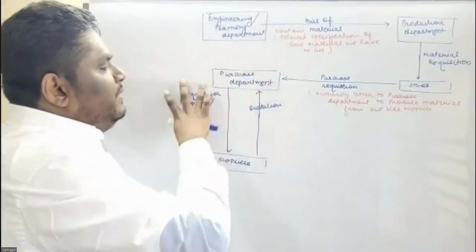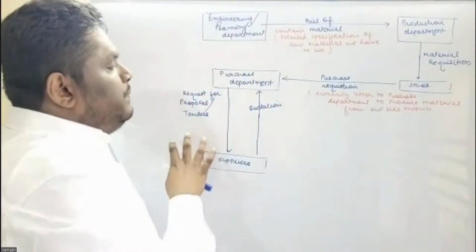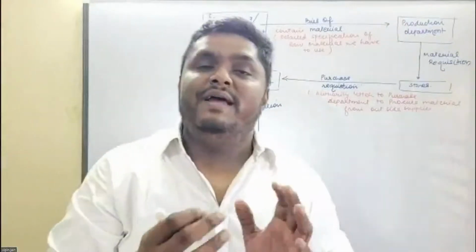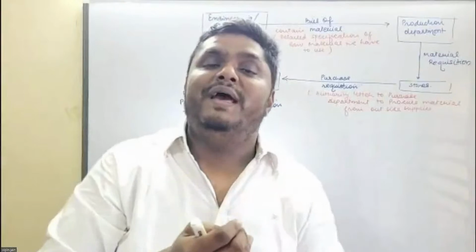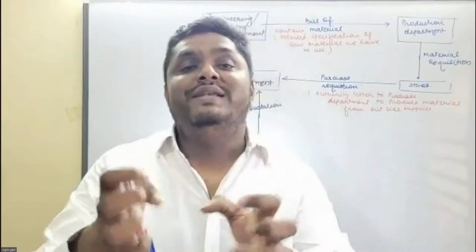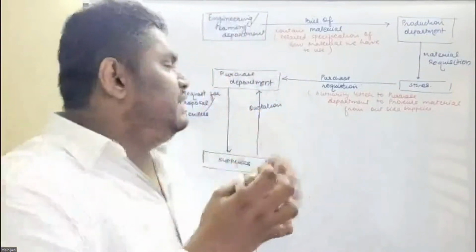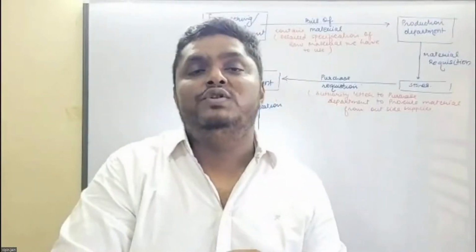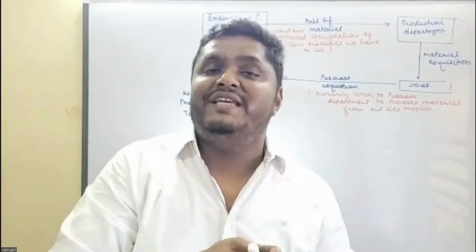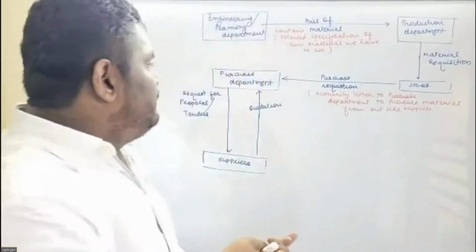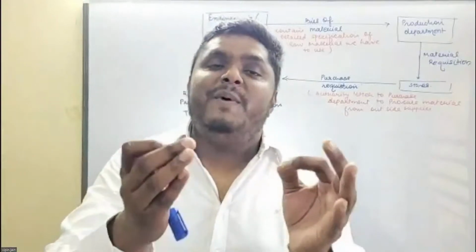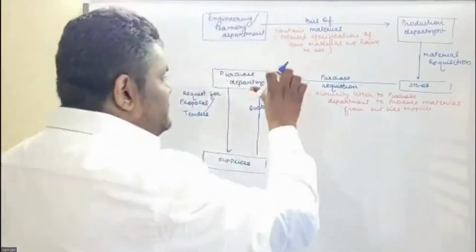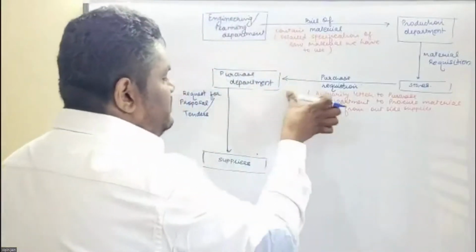Now, what purchase department will do? They will issue request for proposals and tenders to the various suppliers. Thereafter, once received, the suppliers who are ready to provide us the material will submit their quotations. It contains the details of the raw material that they are going to supply, plus the specification, plus the price part also.